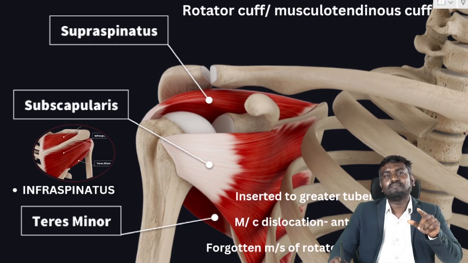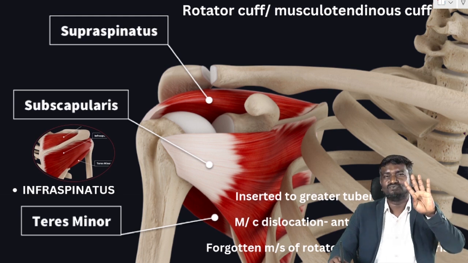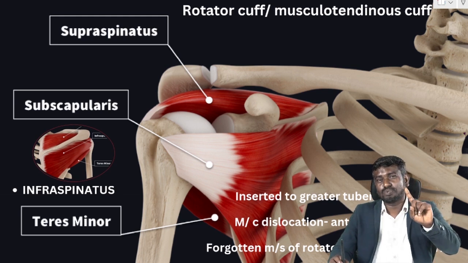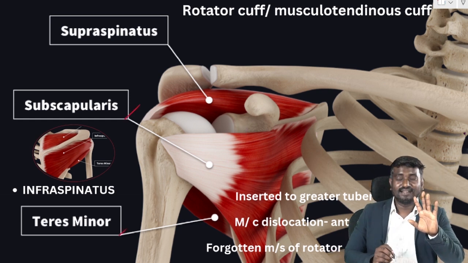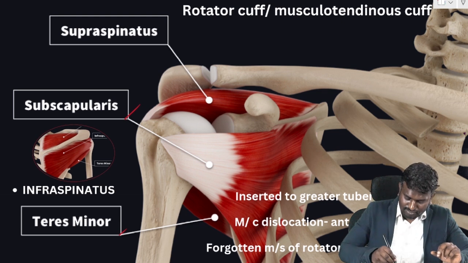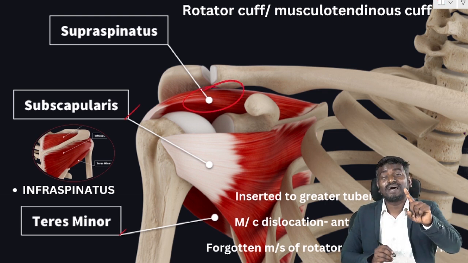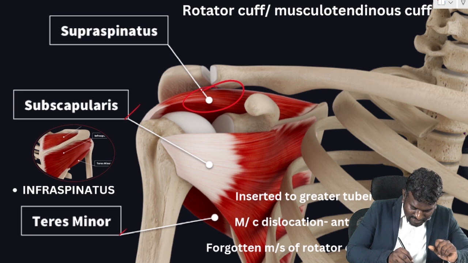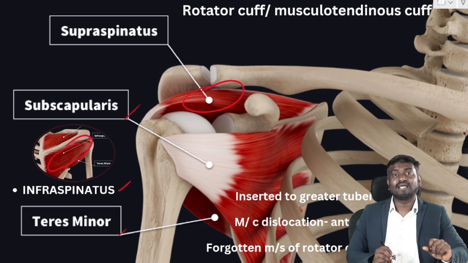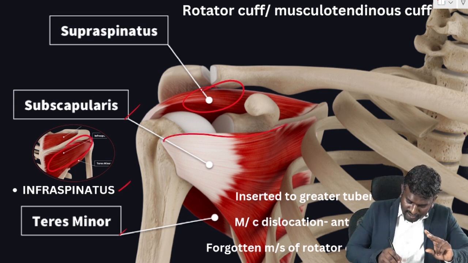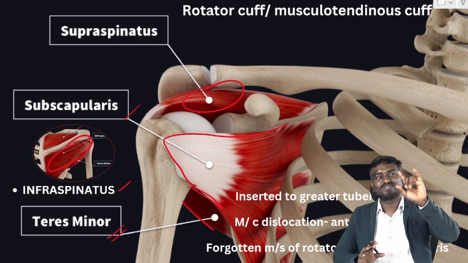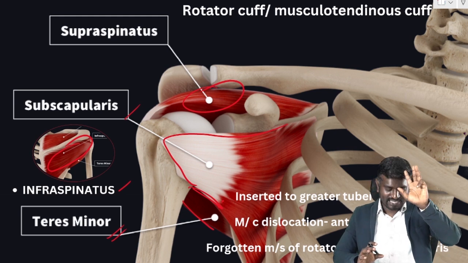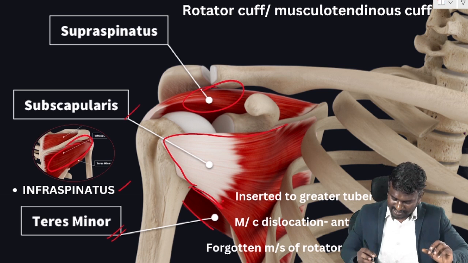Rotator cuff or the musculotendinous cuff. You are going to remember 4 important muscles: supraspinatus, infraspinatus, subscapularis, and teres minor. Let's repeat. You are going to remember this muscle right over here. This is called the supraspinatus, and this muscle right over here is going to be infraspinatus. You are going to remember this one right. This is called the subscapularis, and you are going to remember the teres minor. Focus. 4 important muscles: supraspinatus, infraspinatus, teres minor, and subscapularis.